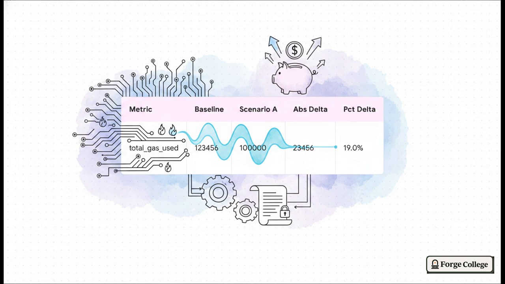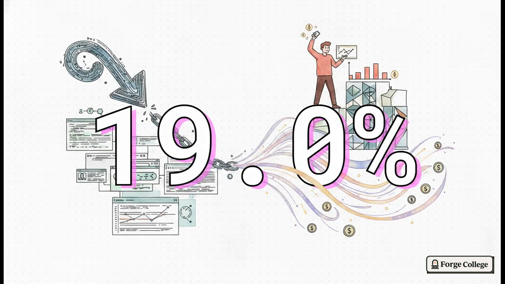Notice how it lines up the baseline metric right against scenario A, explicitly calculating both the absolute delta and the percentage delta. Dropping from 123,456 gas down to 100,000 yields a clear absolute savings of 23,456 gas. Now, what's really interesting about this slide is that 19% figure. That percentage drop is the ultimate reward for all your rigorous data analysis and Pandas scripting. It is not just some math artifact, it's definitive proof of an almost 1/5 reduction in operational cost.